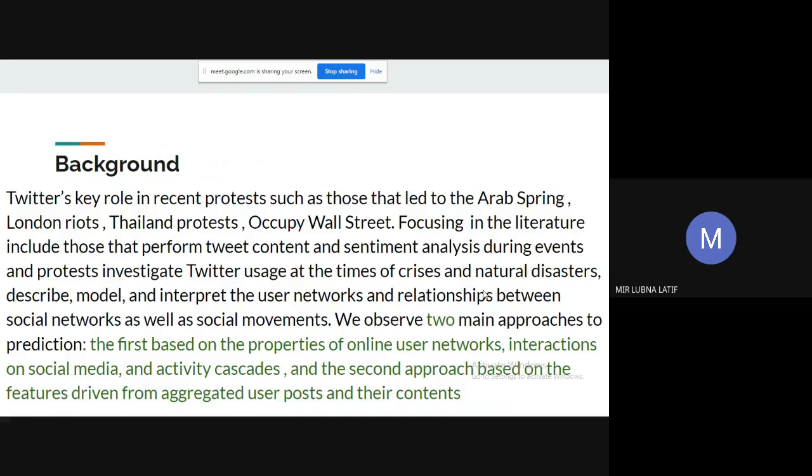I'm going to observe two main approaches. The first is the online properties of users, network interaction on social media, and activities, and the second approach is based on the features derived from the aggregated users' posts and their content.